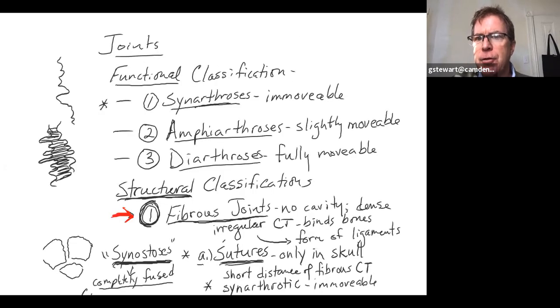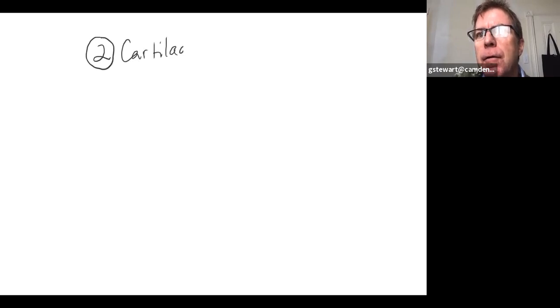Now let's move on to just trying to help you organize this. We've done fibrous joints, so I'm going to write a big number 2 and circle it. Structurally, our next classification is going to be cartilaginous joints. Sorry, that should be a number 2. So we've done fibrous joints. Now I'm putting a big number 2, cartilaginous joints.